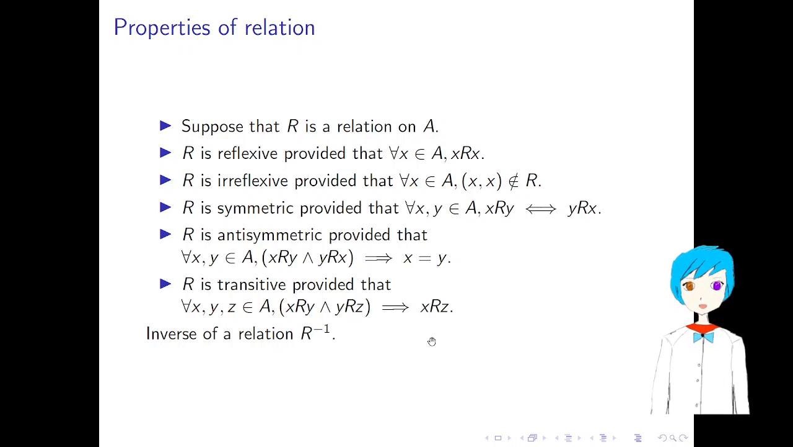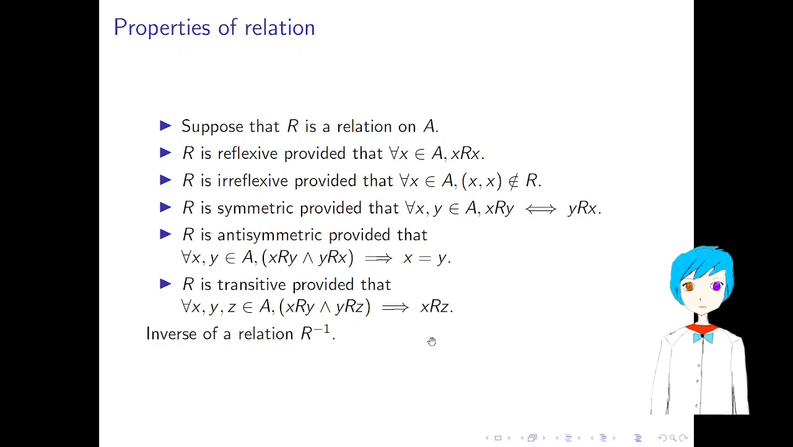Suppose that R is a relation on A. There are a few properties of the relation. R is reflexive provided that for all X in A, X R X. R is irreflexive provided that for all X in A, XX is not in R. Note that irreflexive is not the converse of reflexive, because a relation can be both reflexive and irreflexive, which is the empty set, and neither reflexive nor irreflexive.